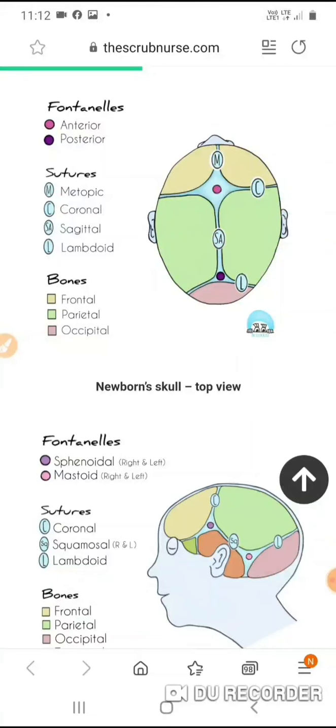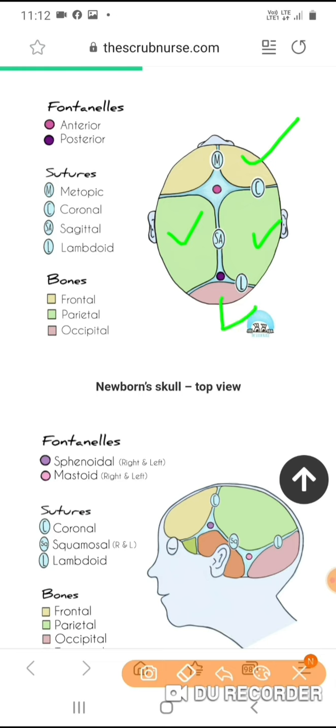आज हम लोग स्कल के सूचर्स के लाइन के बारे में पढ़ेंगे और इसमें we are discussing here about the bones of the skull. First of all, the bones of the skull, that is, it is the frontal bone. Here we can appreciate, and this one is your parietal bone, and this one is your occipital bone.